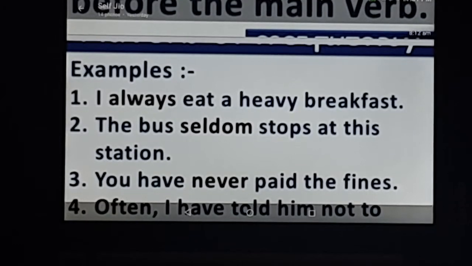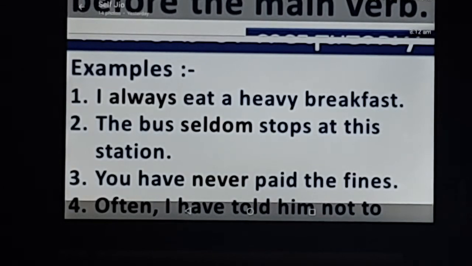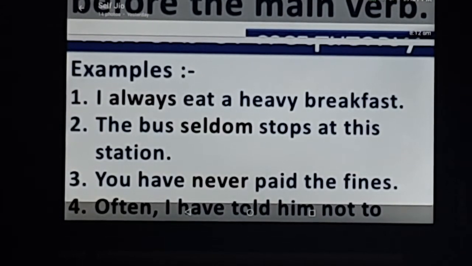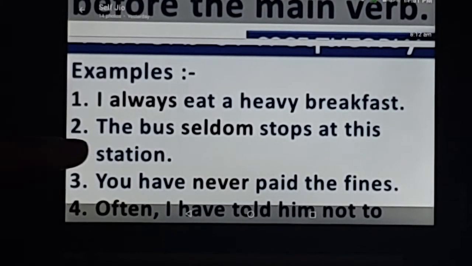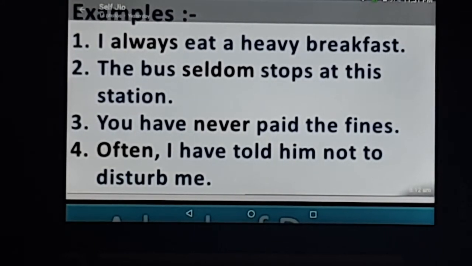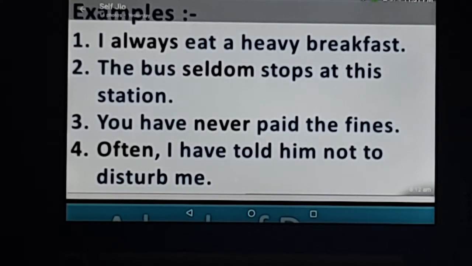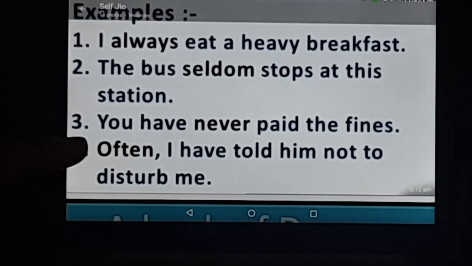Again, you is the subject, have is the helping verb, paid is the main verb, but before this paid we have never, an adverb of frequency, paid the fines. Often I have told him not to disturb me. So here it is again used for emphasis. It is used before the subject. That is why we use the word usually, because this is the exception. It is used before the subject.